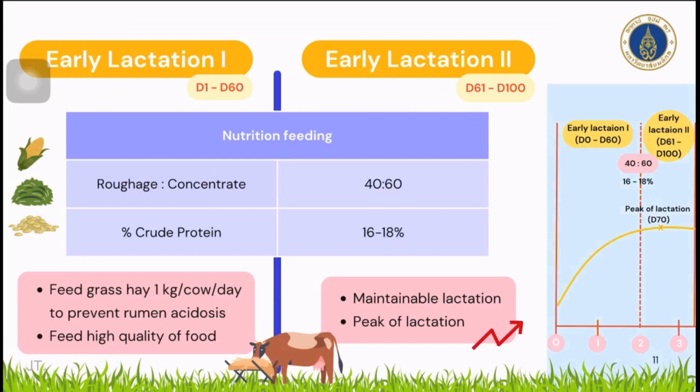The difference between these two parts is in the first 60 days, the cow adjusts to the feed formula alteration following the dry period. By being fed with increased concentrate, this could lead to rumen acidosis. The preventative is providing 1 kilogram of grass hay every day per cow and providing the highest quality of food so that the cow will eat more. The next 40 days, also known as maintainable lactation, contain the peak of production. We should maintain this period as long as we can in order to produce the highest amount of milk throughout the lactation period.